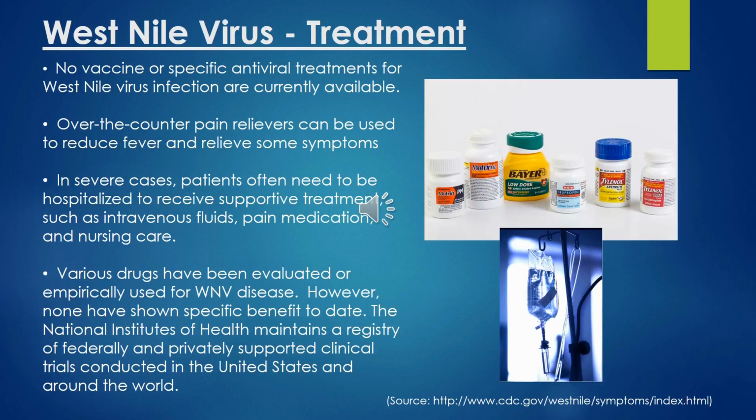What are the current treatments or vaccines available for West Nile virus? No vaccine or specific antiviral treatments for West Nile virus infection are currently available. Over-the-counter pain relievers can be used to reduce fever and relieve some symptoms. In severe cases, patients often need to be hospitalized to receive supportive treatment, such as intravenous fluids, pain medications, and nursing care. Various drugs have been evaluated or empirically used for West Nile virus disease. However, none have shown specific benefit to date.